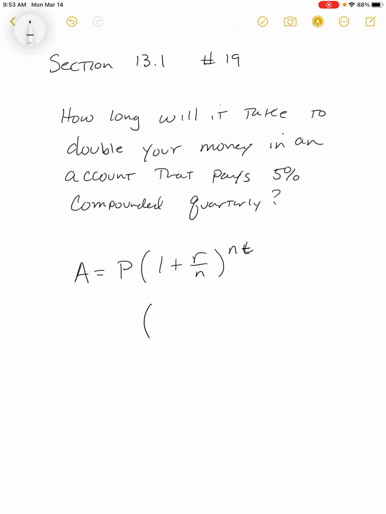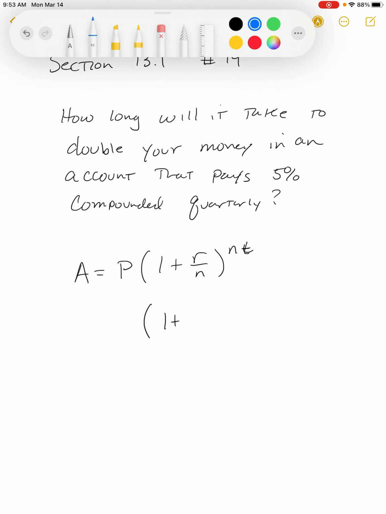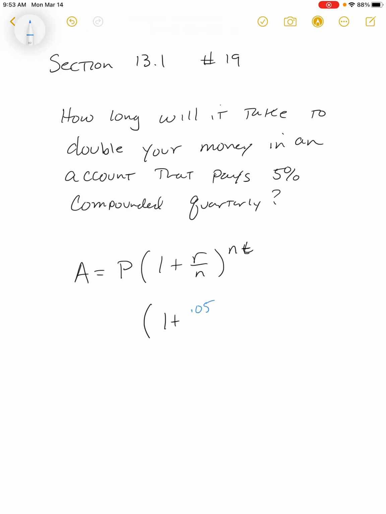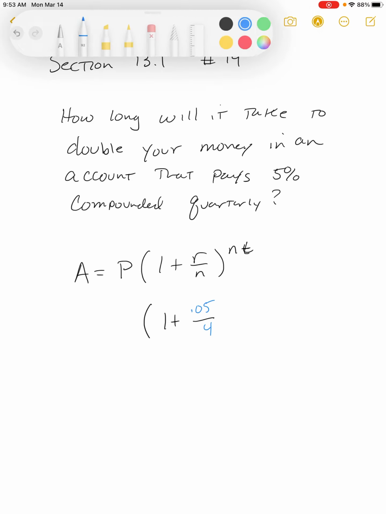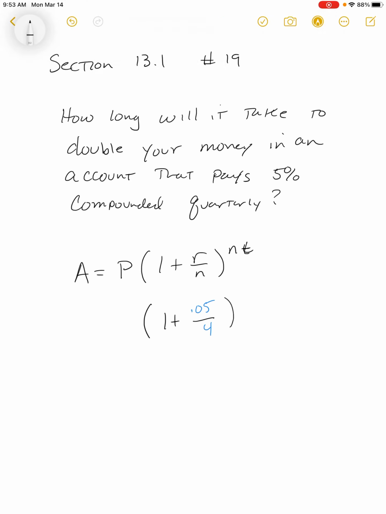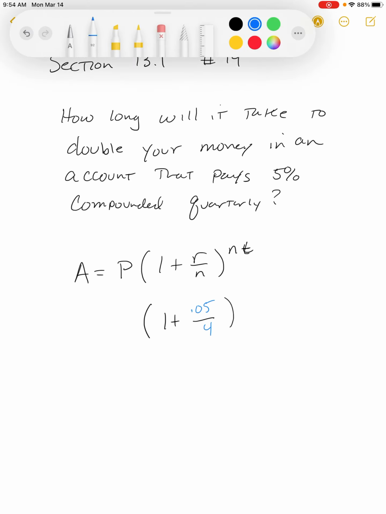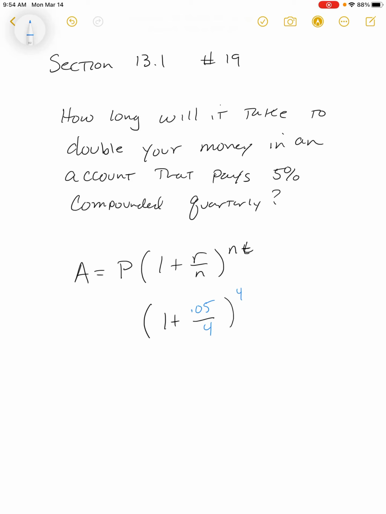And so as we come in here, we can place things that we know. We know what r is. We know that r is 0.05. N is the number of times it's compounded. It's compounded 4 times a year. And so we have the 4 times a year. And we need to solve for the time t. I'm going to put t in red. t's what we really want to know.